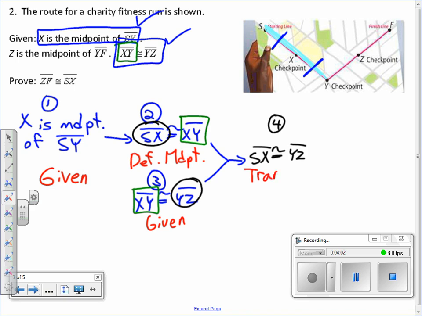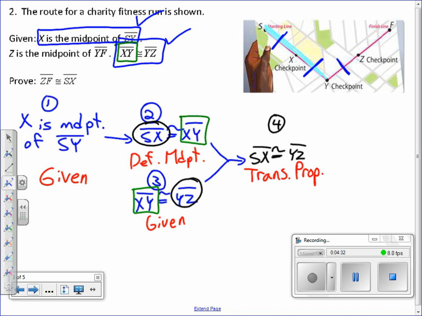And I can pause here and see, am I done? Because on the last proof I was done. So now we know that SX and YZ go together. So there's a third blue congruent mark: SX, YZ, XY. What I'm trying to prove is that very last part, that ZF is congruent to SX. So I've used two of the given statements. I'm going to go ahead and use another given statement.